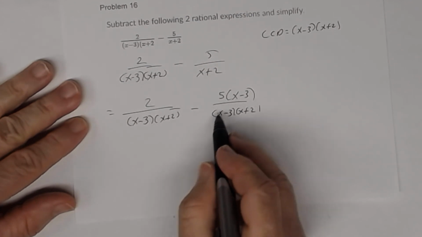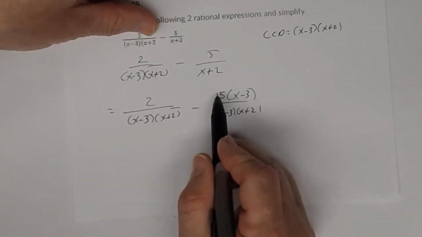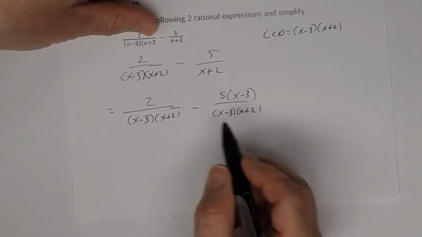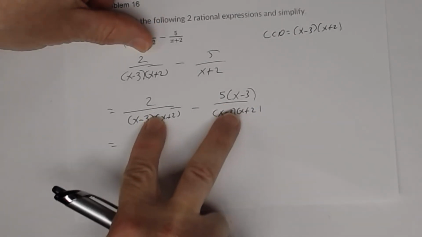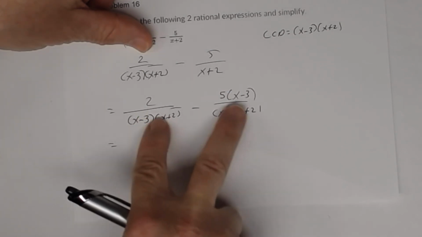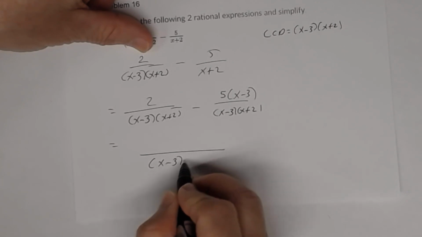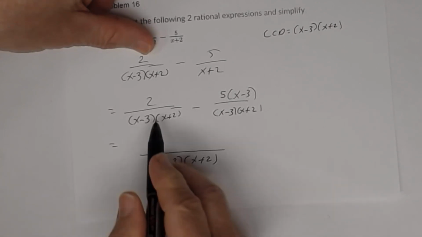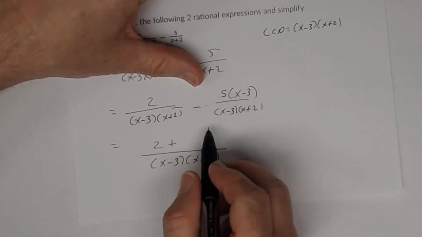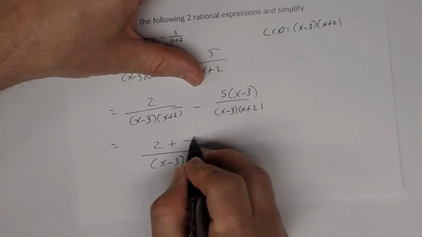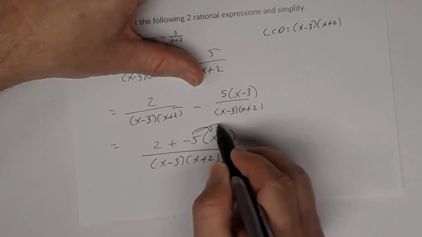All right, now be careful with the next step. I want you to remember that subtracting means the same thing as adding the opposite. So if you need to, here's what I would do. First of all, notice that those two fractions have that same denominator. So I'm going to write them as one fraction now. x minus 3, x plus 2. And so I'm going to get 2 plus the opposite of 5, which is a negative 5, times x minus 3. And then distribute the negative 5.